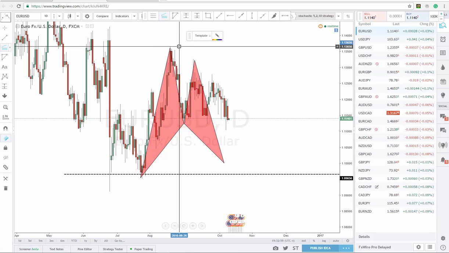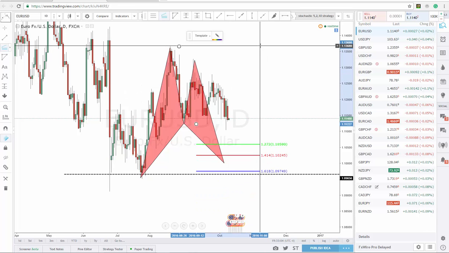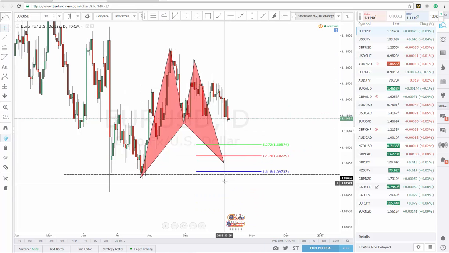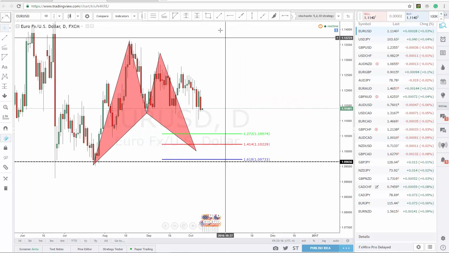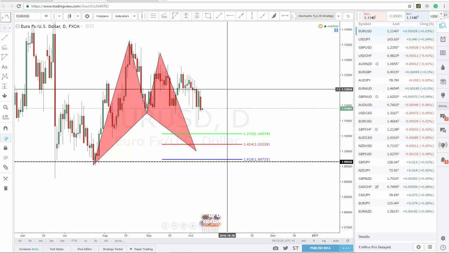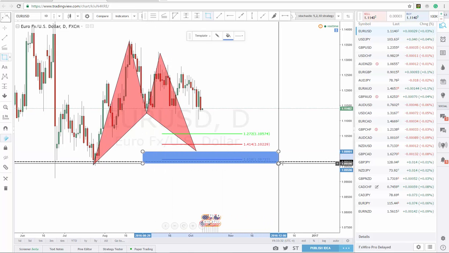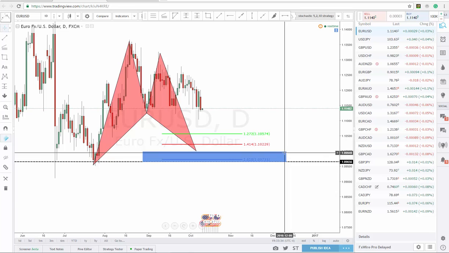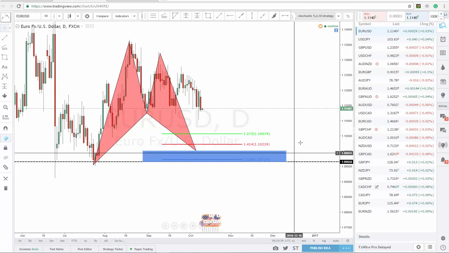So if I take an extension tool from swing high to swing low and back up, you can see that we actually have a 1.618 extension right there at our weekly support level as well. So if you are not an aggressive trader who trades advanced patterns and you look at things more as a combined score of technical analysis, then what you can do is say, okay, we have this zone right here. We have a completion of a bat pattern. We have a 1.618 extension, and we also have our weekly support level.